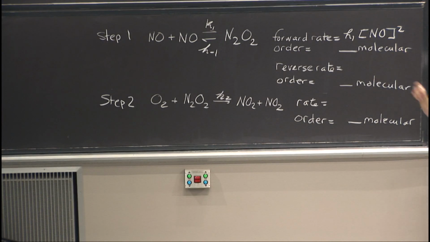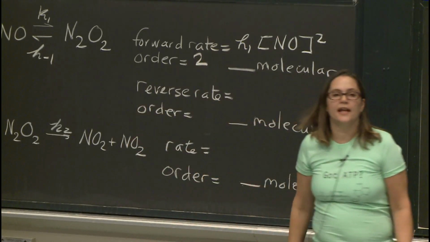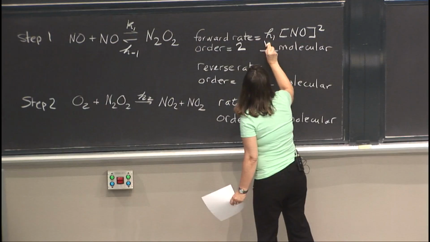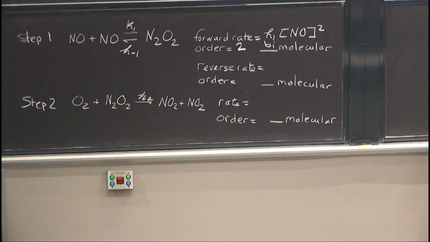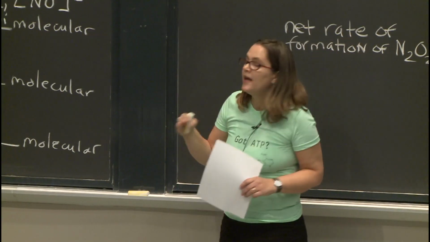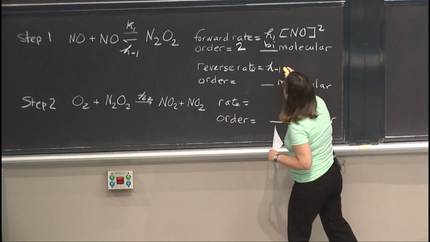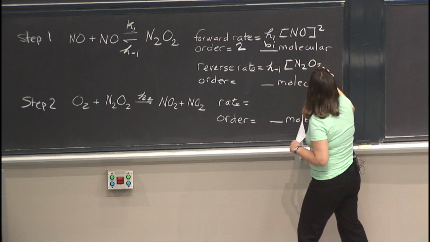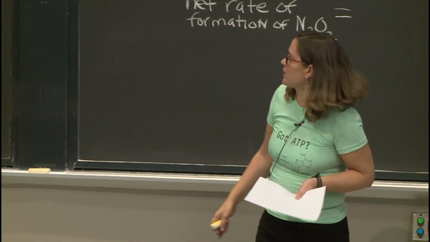So what would be the order of that reaction, just the forward reaction? 2. And that makes it a what kind of molecular reaction? Bimolecular. Bimolecular. OK. So let's write out the rate law for the reverse reaction now. And again, exactly as written. So we're going to have k minus 1 times the concentration of our intermediate N2O2. And that would be the rate law for the reverse reaction.